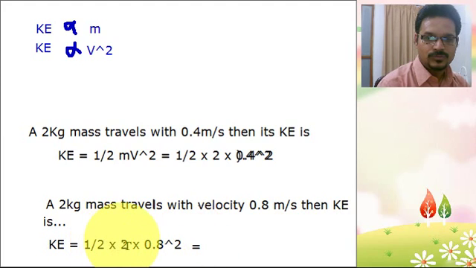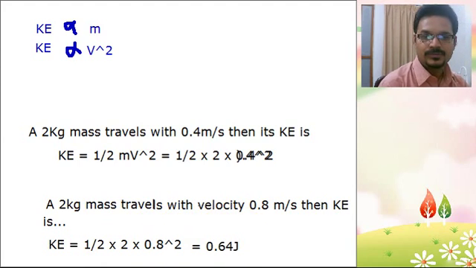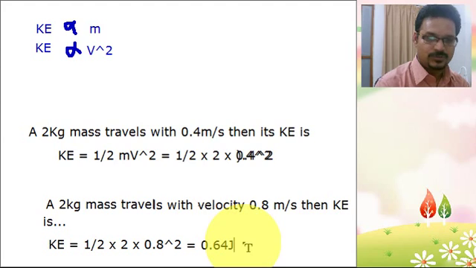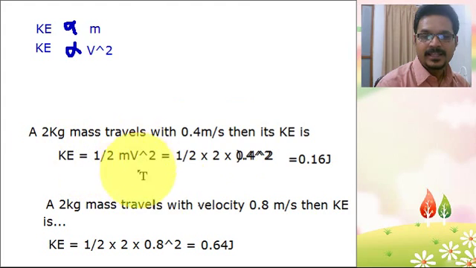Now as usual, you can see that the 2 can be cancelled. 0.8 square, which is 0.64 joules. So earlier it was 0.16 joules. If you see, earlier the kinetic energy is 0.16 joule. Now the kinetic energy is 0.64 joule.